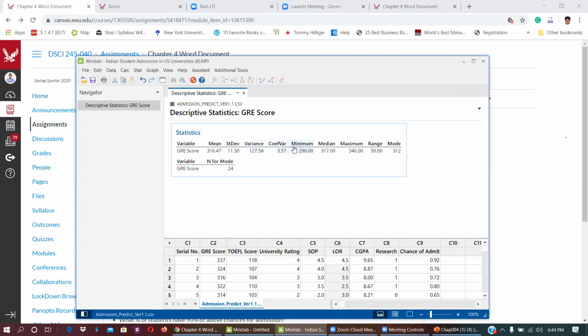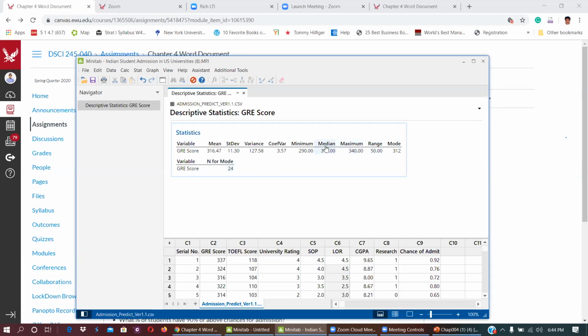I explained it. What is the minimum value in the data? 290. What is the maximum value? 340. So highest minus lowest is the range: 340 minus 290, which is 50. Mode, what is the mode? The most frequently occurring number in any data. So basically 312 is coming 24 times. How many times is it coming? 20. What is the median?